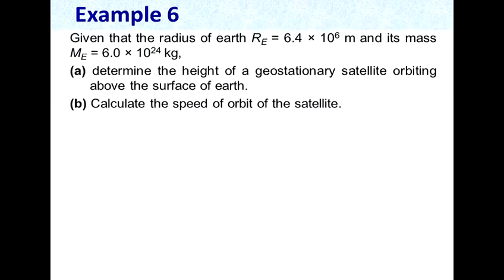Okay, let's look at example 6. You're given the radius of Earth and the mass of Earth. You need to determine the height of a geostationary satellite orbiting above the surface of Earth. So you're not finding the radius of orbit of the satellite. You're finding the height above the surface of Earth.